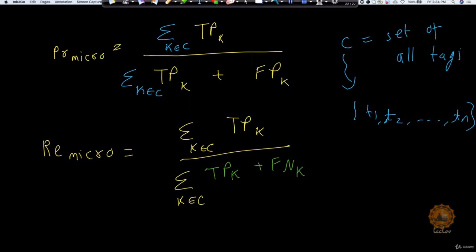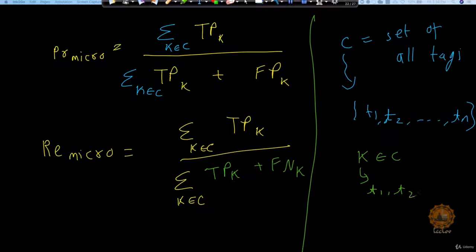So this is how you will be defining this value. What I'm basically doing, if you look at this, is my k belonging to C. My k belongs to C here, and C is nothing but the set of all labels. So k could be any of these tags, T1, T2, T3 till Tn. K could be any of these tags.